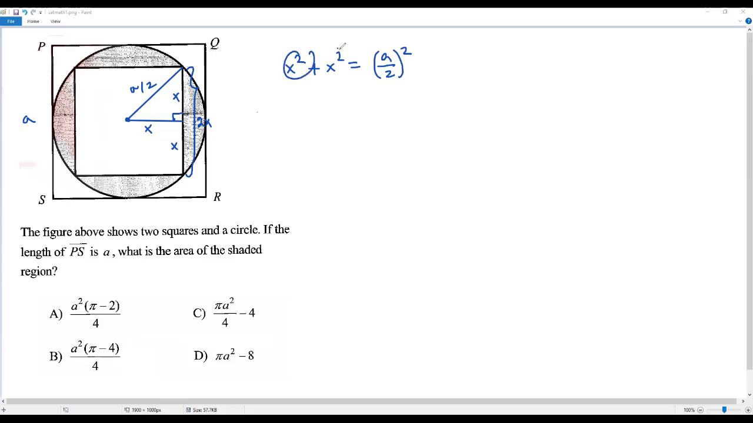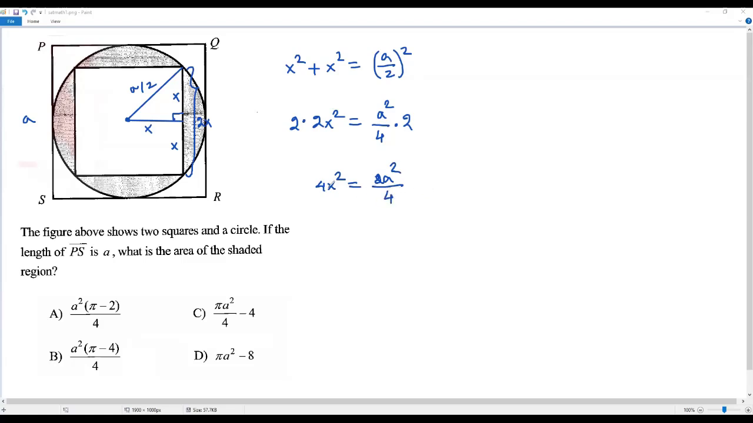When I combine x squared plus x squared, I'm getting 2x squared, and on the right side I'm getting A squared over 4, because I'm distributing the exponent 2 to the numerator and denominator, and 2 squared is 4. Now let me multiply both sides of this equation by 2. When I multiply 2x squared by 2, I am getting 4x squared on the left side. On the right side, when I multiply A squared by 2, I am getting 2A squared divided by 4.